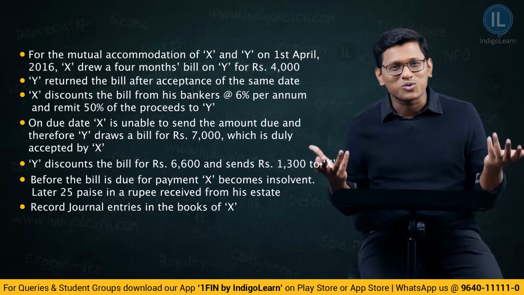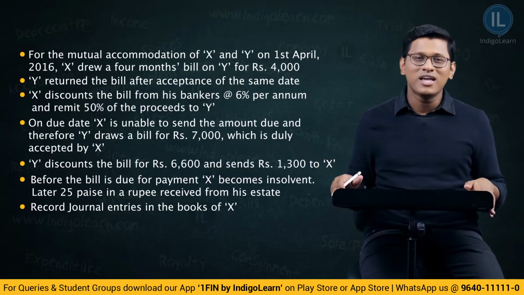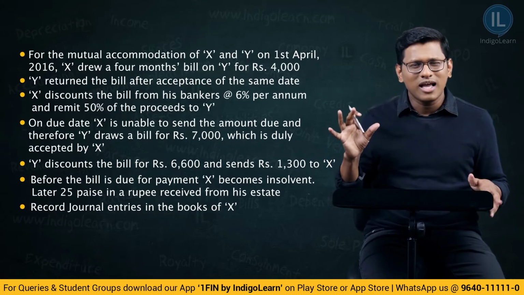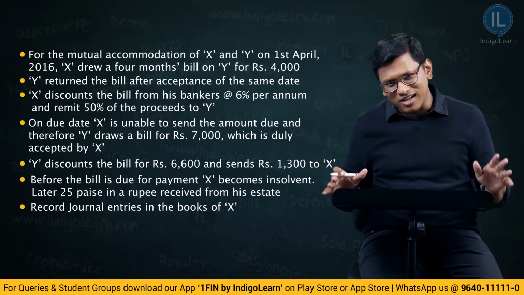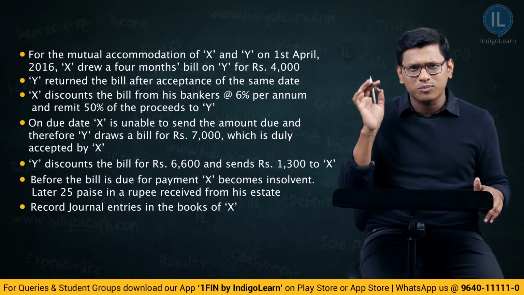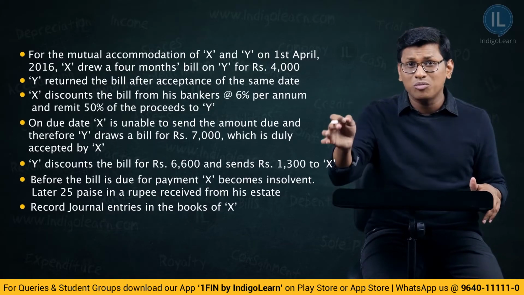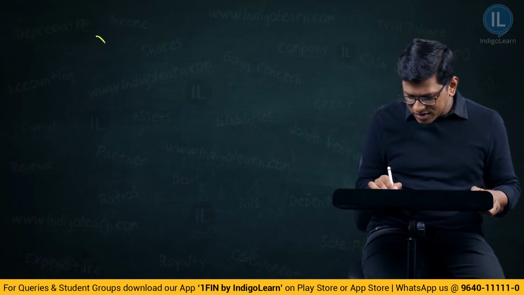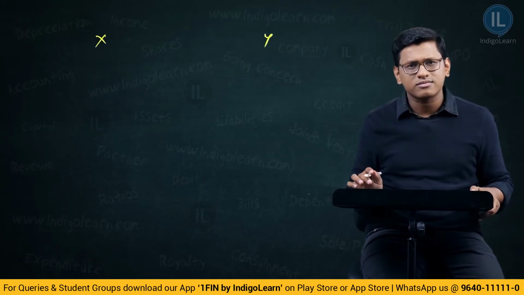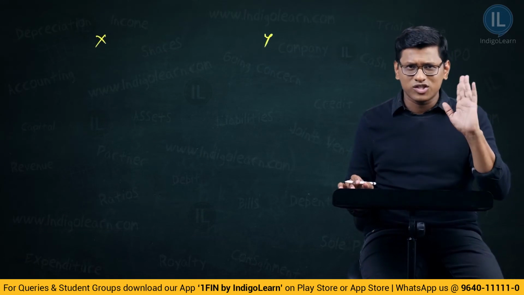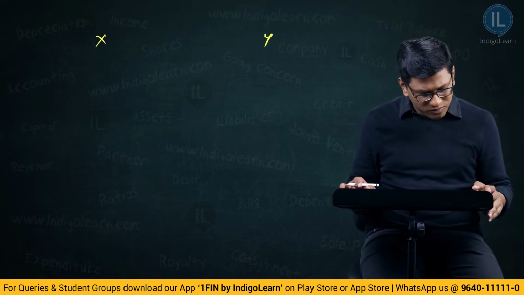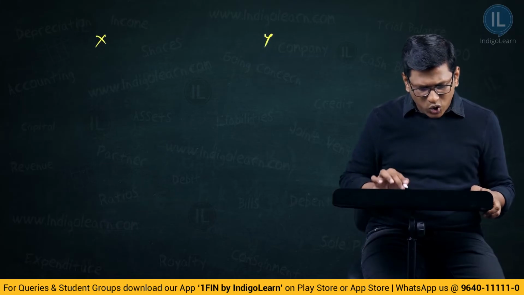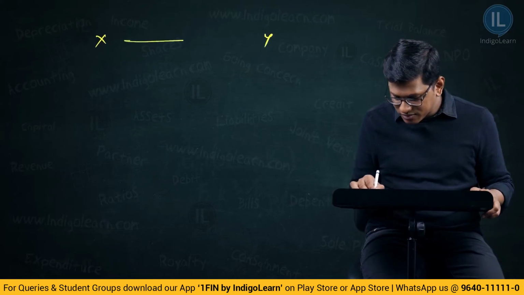Record journal entries in the books of X. Why is this problem so confusing? It's not confusing. Let us just put this problem into a diagrammatic form and then everything will start becoming clear to you. Please pay utmost attention. You should make this diagram in your notes as I am discussing this problem. Now, there are two parties, X and Y.